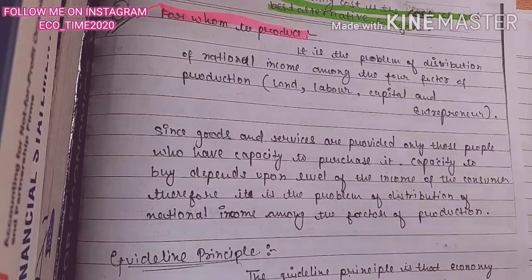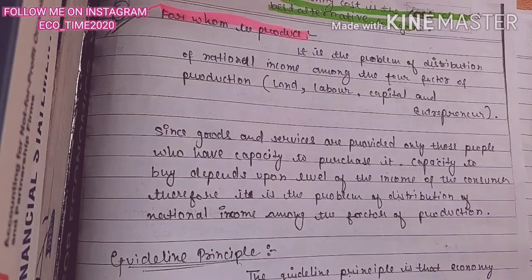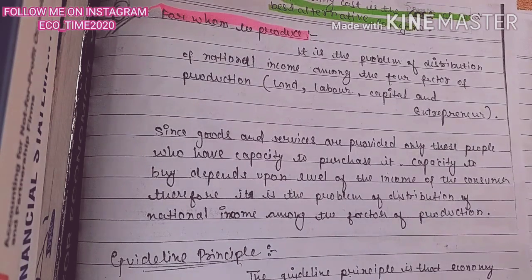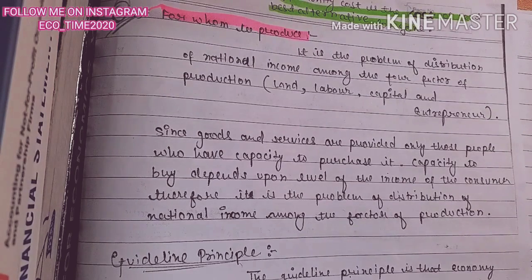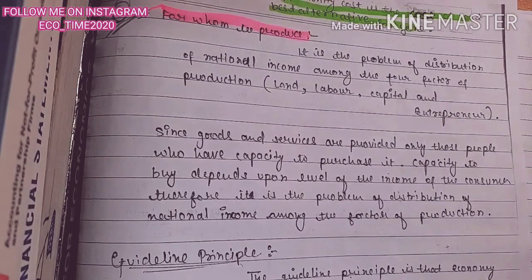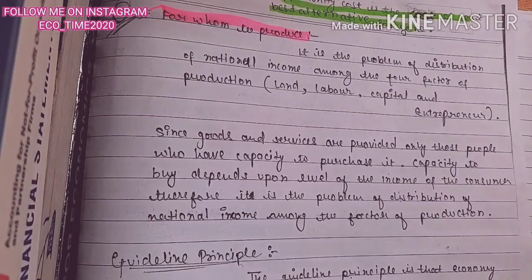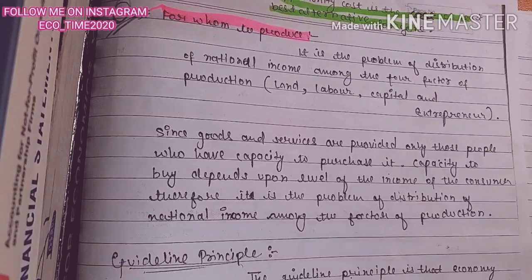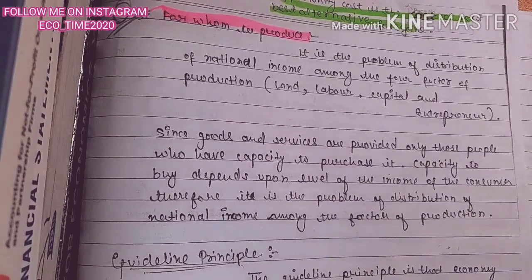Let us move on to the third and the last central problem of economy: for whom to produce. It is the problem of distribution of national income among the four factors of production, that is, land, labor, capital, and entrepreneur. Since goods and services are provided to only those people who have the capacity to purchase them, and the capacity to purchase depends upon the level of income of the consumer. Therefore, it is the problem of distribution of national income to factors of production.